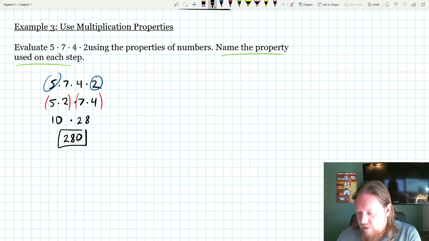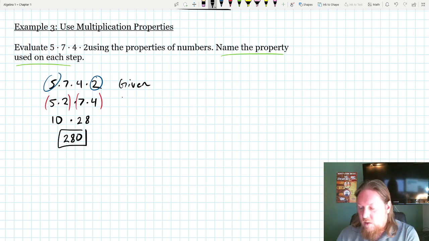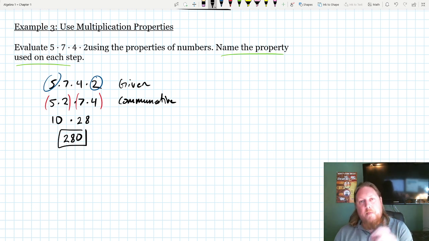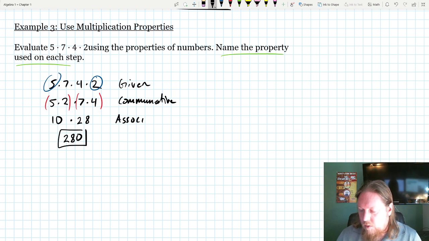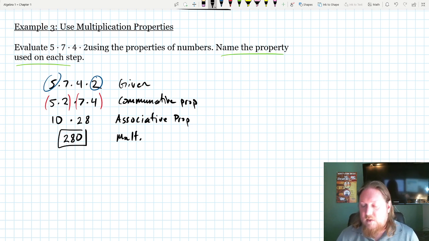So, what did I do in each step? Well, here this was originally just the given. Then I moved the 2 around, and that was the commutative property. Then I used the associative property within the red there to decide I wanted to multiply the 5 and the 2 separate from the 7 and the 4. And then the last one is just plain old multiplication.